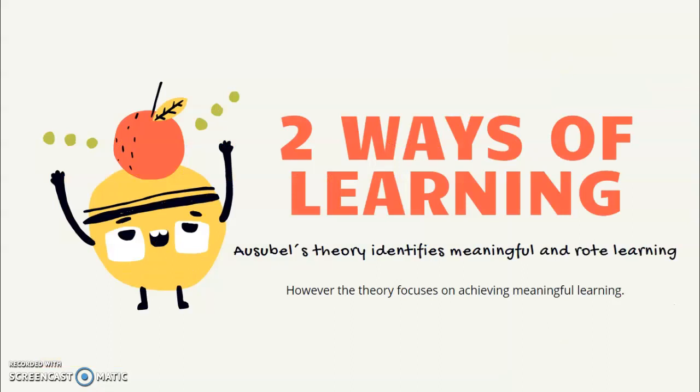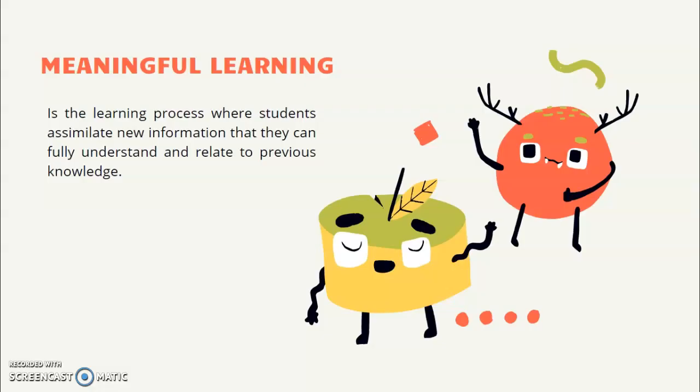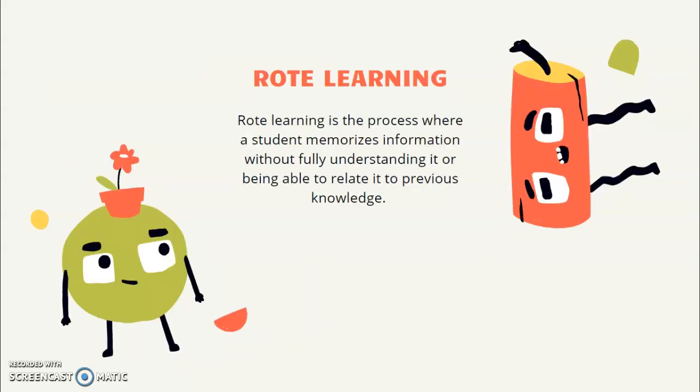So his theory proposes that there are 2 ways of learning. One is meaningful learning and the other is rote learning. The theory mainly focuses on how to achieve meaningful learning. This way of learning is the process where students assimilate new information to fully understand it and relate it to previous knowledge that they had. While rote learning is only a process where they memorize the information without fully understanding it or being able to relate how it works with old knowledge.